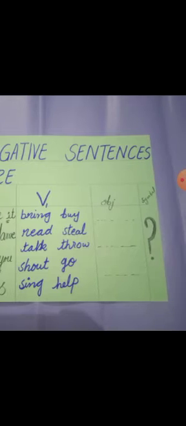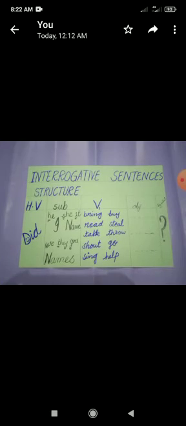After this we will use the first form of verb, that can be bring, buy, read, steal, throw, talk, shout, go, sing, help. It's up to you which form of verb, which verb you want to use for making your sentence. And then you will use an object, and at the end you must put a question mark to make a complete interrogative sentence.